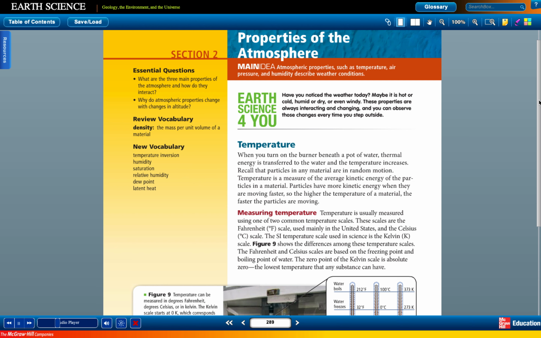Temperature. When you turn on the burner beneath a pot of water, thermal energy is transferred to the water and the temperature increases. Recall that particles in any material are in random motion. Temperature is a measure of the average kinetic energy of the particles in a material. Particles have more kinetic energy when they are moving faster, so the higher the temperature of a material, the faster the particles are moving.